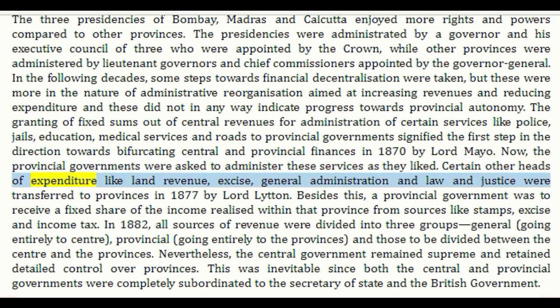Certain other heads of expenditure like land revenue, excise, general administration, and law and justice were transferred to provinces in 1877 by Lord Lytton. Besides this, a provincial government was to receive a fixed share of the income realized within that province from sources like stamps, excise, and income tax. In 1882, all sources of revenue were divided into 3 groups: general, going entirely to the centre; provincial, going entirely to the provinces; and those to be divided between the centre and the provinces.